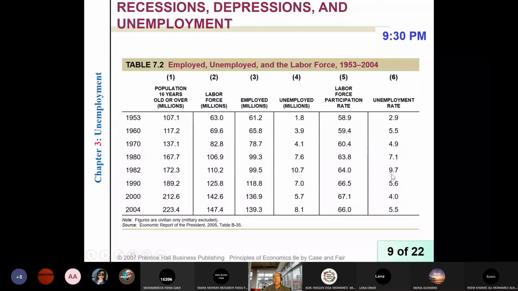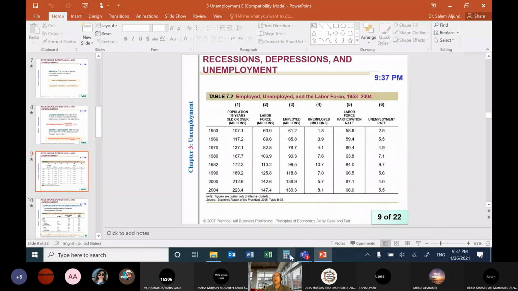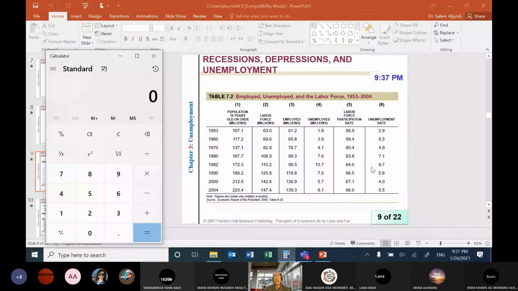Let me see whether this equation is correct. The number of unemployed, 10.7, divided by the labor force, 110.2, times 100. So it equals 9.7.